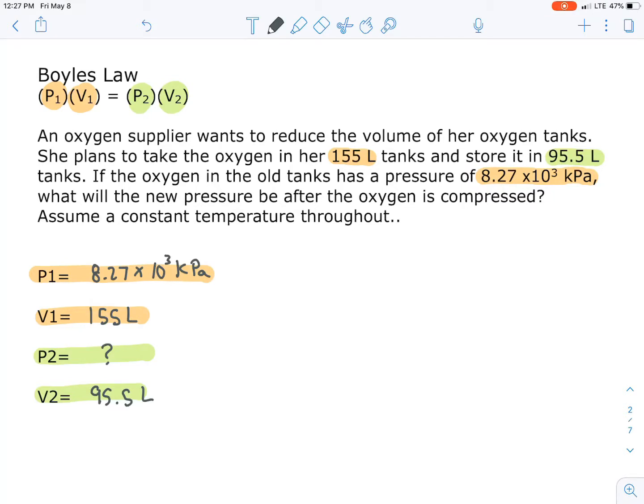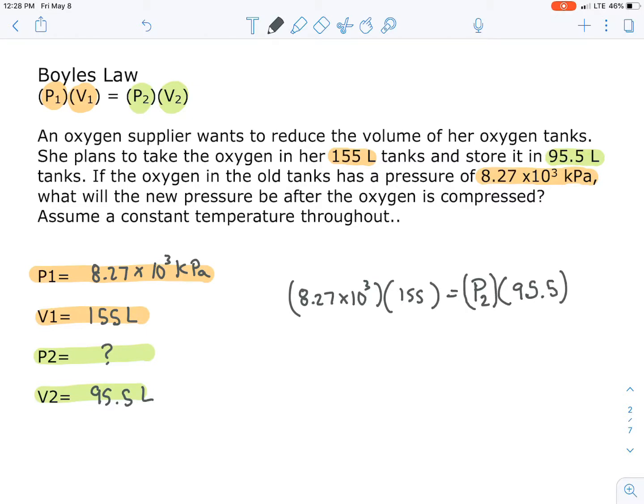So 8.27 times 10 to the third times 155 equals P2 times 95.5. All right, now we have this set up like this, and we're just going to use cross multiplication.